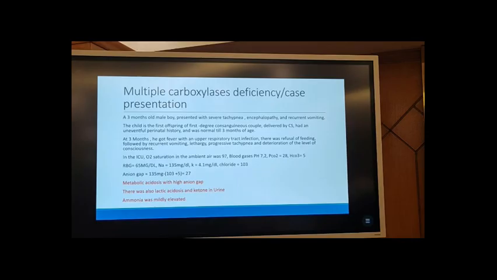And then another entity is multiple carboxylase deficiency. Okay, multiple carboxylase deficiency, which is like biotinidase deficiency. They are two sides of the same coin. So this ward is a 3 months old male boy presenting with the usual presentation: tachypnea, encephalopathy, and recurrent vomiting.